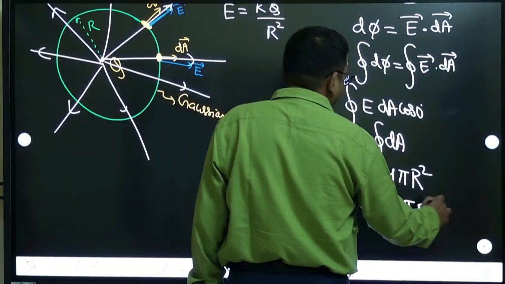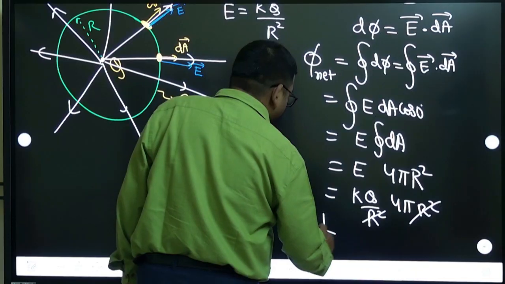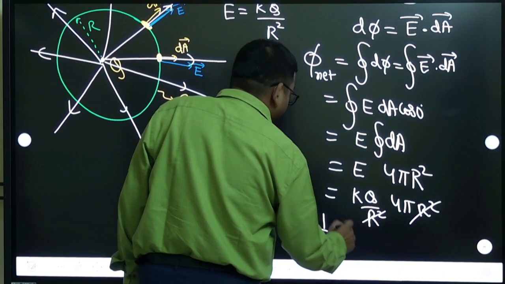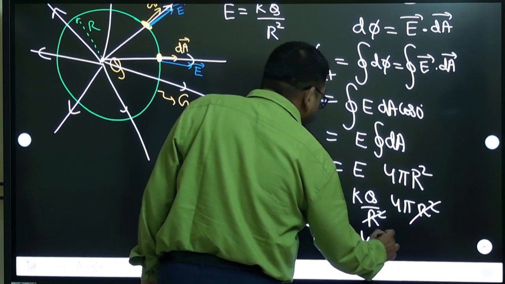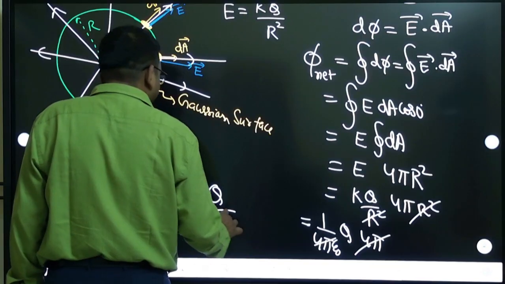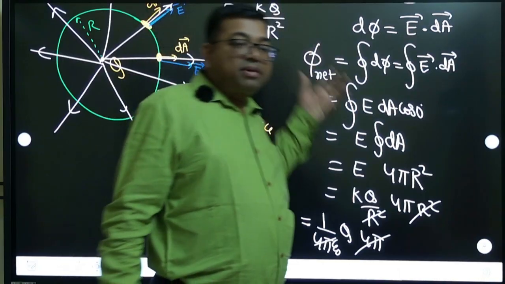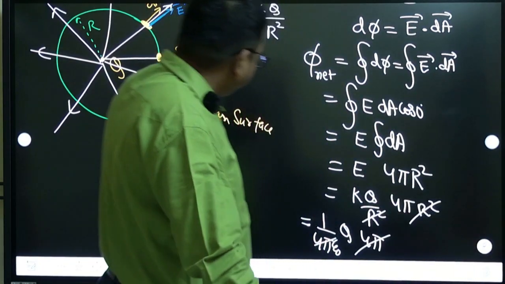R square terms cancelled, and the k value is 1 by 4 pi epsilon naught. Remember, 1 by 4 pi epsilon naught q, and this 4 pi also gets cancelled. So we got the right hand side of Gauss law. We started with the left hand side of Gauss law and we got the right hand side.